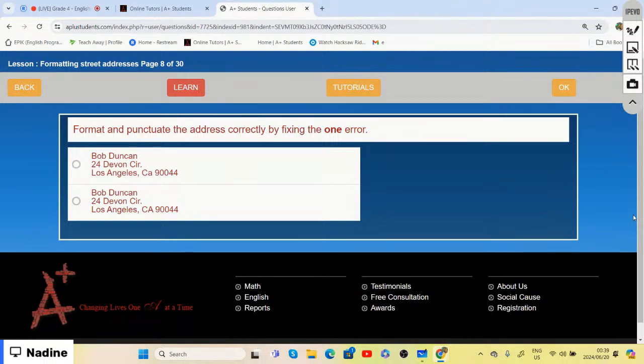We need to select one error. We need to correct the one error, either in option one or in option two. We need to say which one is correct with no errors. So we need to say which option is correct with no errors.